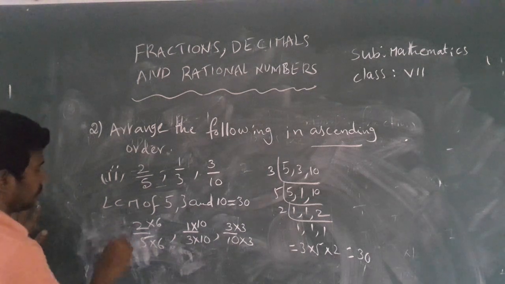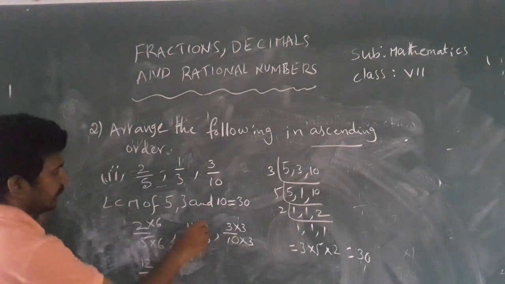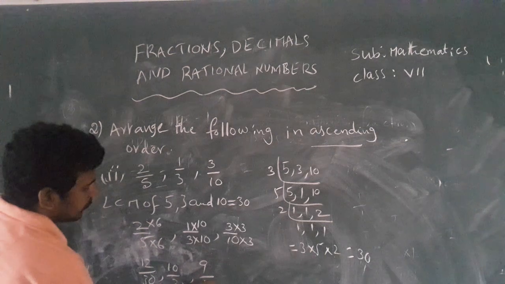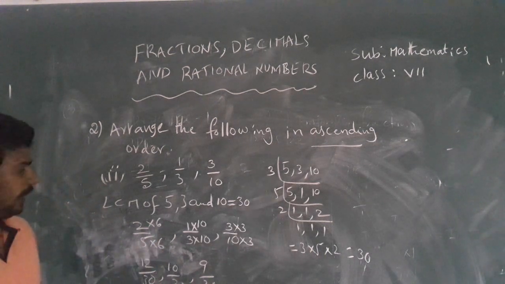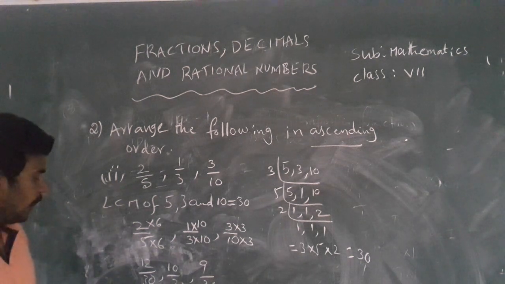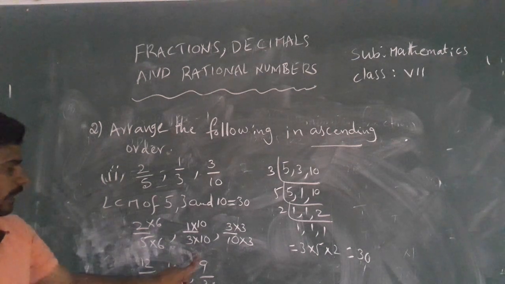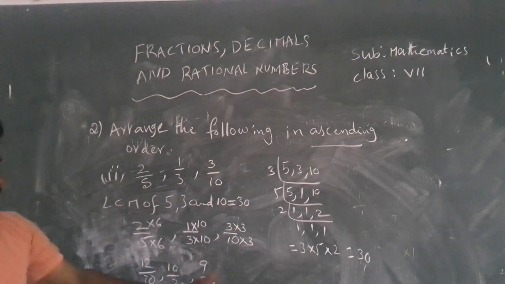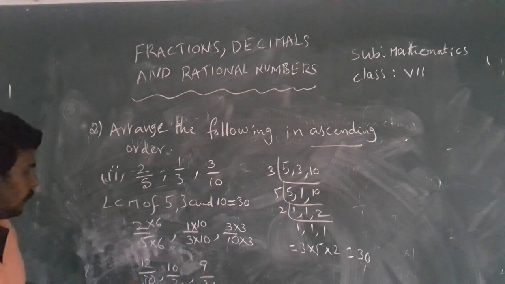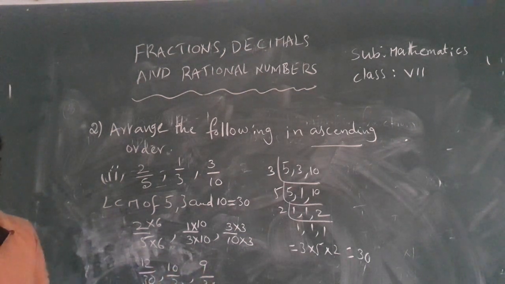So here 6. Now 2 6s are 12 by 30, 1 10 is 10 by 30, 3 3s are 9 by 30. So 12 by 30, 10 by 30, 9 by 30. In each of them the denominator is 30. So what kind of fractions are these, children? Like fractions. Now which is the smallest? 9. After that 10. After that 12.